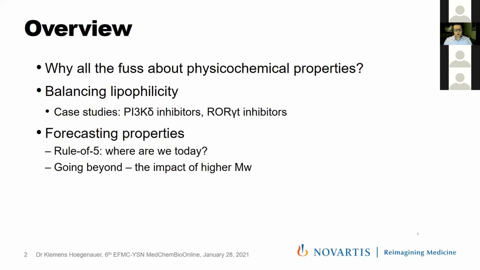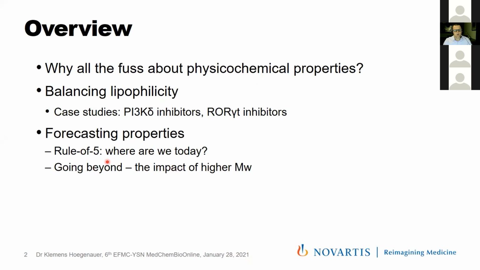I'll start by discussing what all this fuss is about physicochemical properties. And we'll be moving on to lipophilicity as the core concept of how we can put design into our molecules. I'll share with you a case study on PI3 kinase delta inhibitors, and incidentally a vignette on gamma T inhibitors, where Luc also had his little story. And in the last part, I will be moving on to forecasting properties. How can we predict what we make?